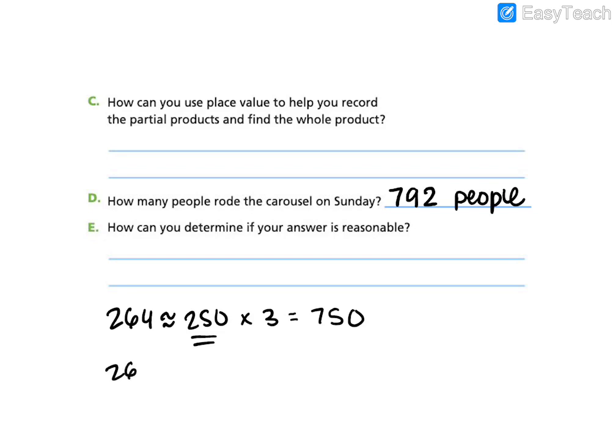Now I could have also rounded 264 to 300, which times 3 is 900. That's still pretty close to 792. So I know my answer is reasonable because it's close to these estimates. Go ahead and pause and write your explanation. Press play when you're ready for the next problem.